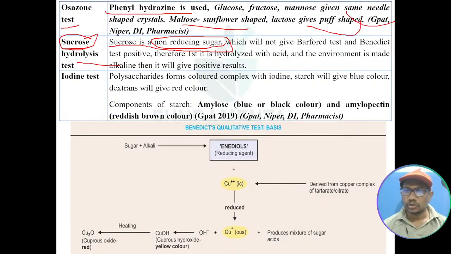Sucrose will not give you the Benedict test and Barfoed test. Sucrose will not give a positive result because there is no free aldehyde or ketone group in sucrose. Therefore, sucrose is first hydrolyzed with acid, and then the environment is made alkaline, and then it will give you a positive Barfoed and Benedict test.